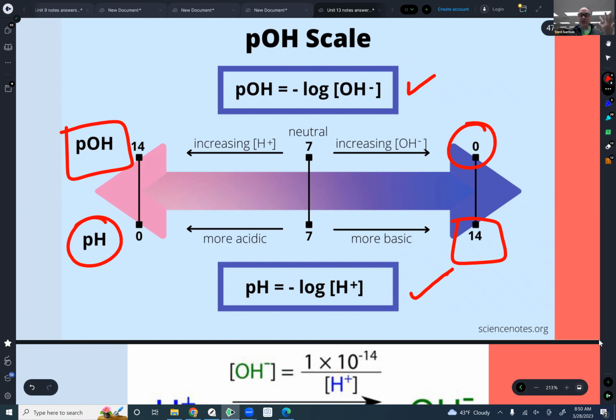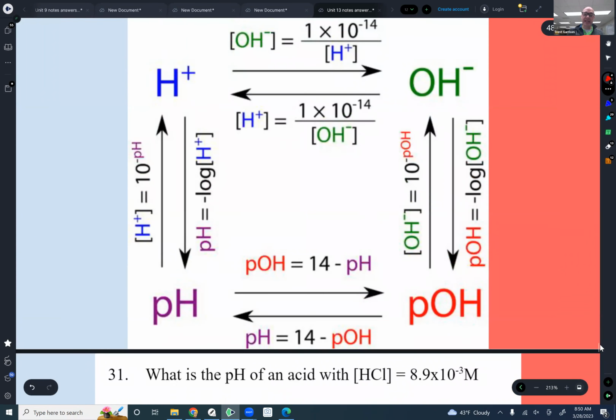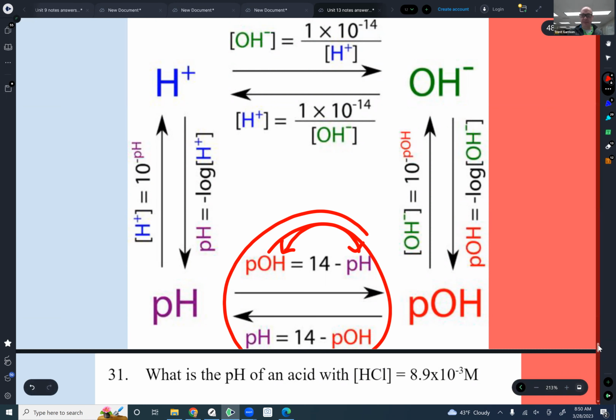And vice versa. If you have a high value on the pH scale, then you would be low on the pOH. And so what this means is that if you add together the pH and the pOH, it will always equal 14. So pH plus pOH will always equal 14. This chart here is just showing you how the two are related. It's very convoluted, but the bottom line is down here, pH and pOH are related by 14.